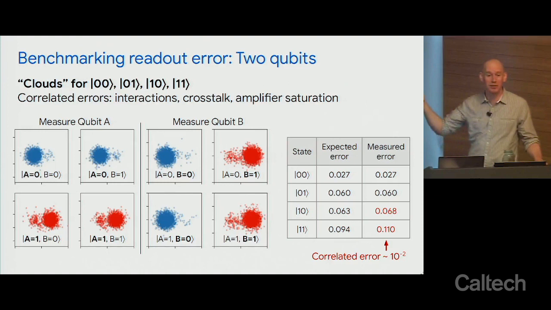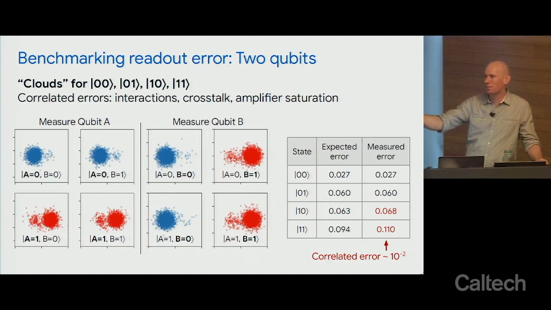So this is some experimental data. We have two qubits. These left four panels are where we're measuring qubit A, and in the right four panels, we're measuring qubit B. In the top two, qubit A is in the ground state. In the bottom two, it's in the excited state. And on the left, B is in the ground state. And on the right, B is in the excited state.